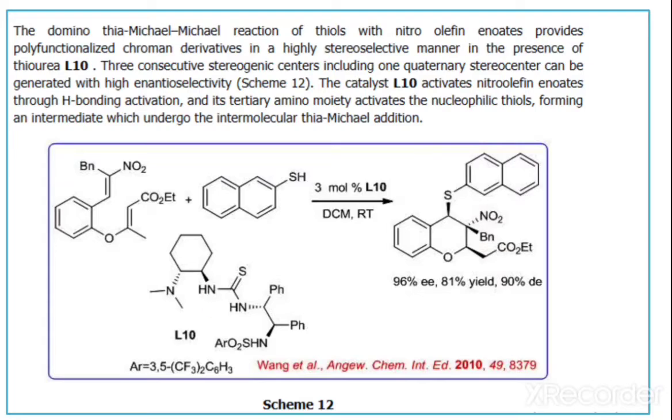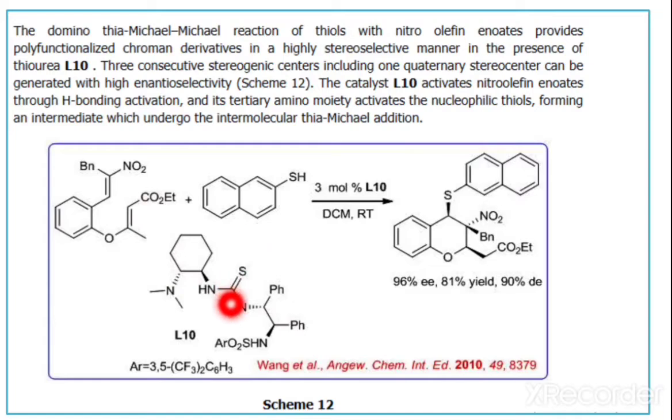The catalyst, that means this L10, activates the nitroolefin. That means when you use this catalyst, it activates the nitroolefin enolate through hydrogen bonding activation, and its tertiary amino moiety activates the nucleophilic thiols, forming an intermediate which undergoes the intermolecular thia-Michael reaction. That means here by using this domino thia-Michael reaction of thiols with nitroolefin.